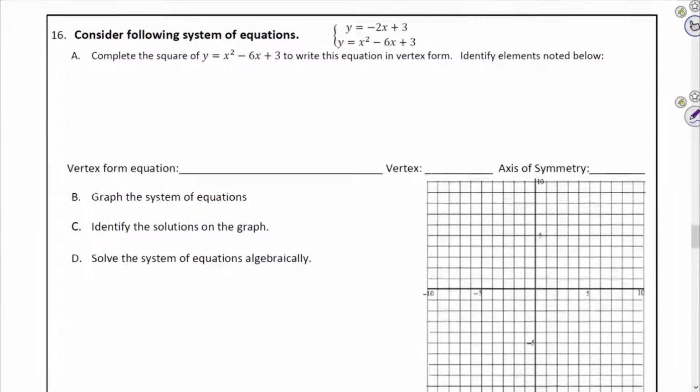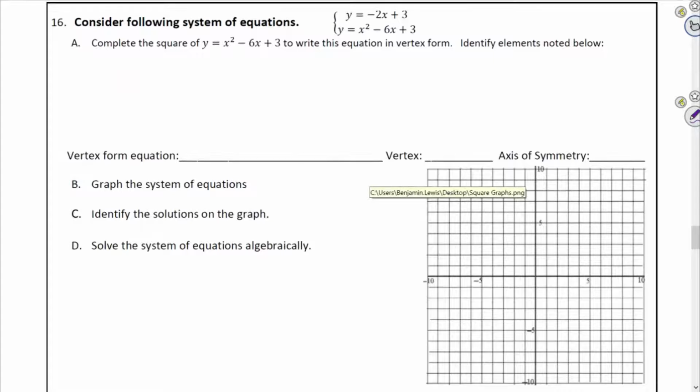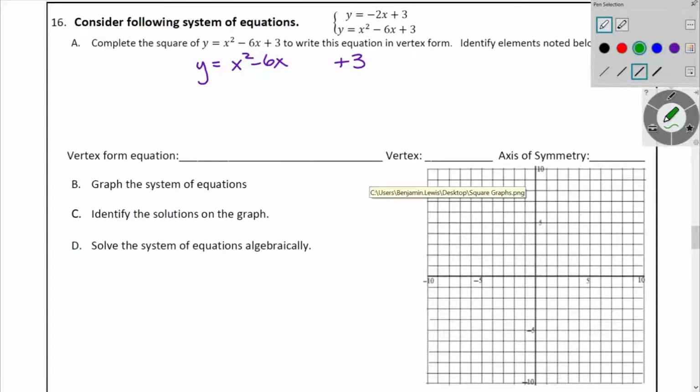Okay, number 16. Consider the following system of equations. Okay, in A, we are to complete the square of y is equal to x squared minus 6x plus 3 and write this equation in vertex form. So what I do is I look at the first two terms, x squared minus 6x. I'm going to leave a space and put plus 3 out here, because I want to make this right here into a perfect square trinomial.